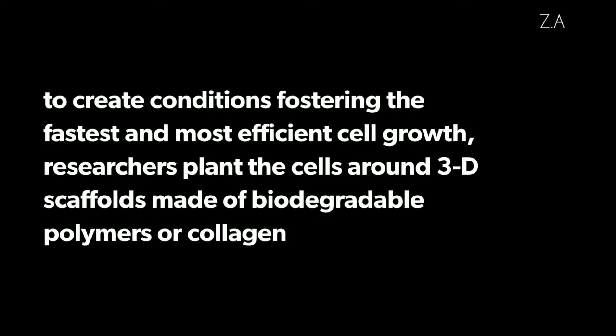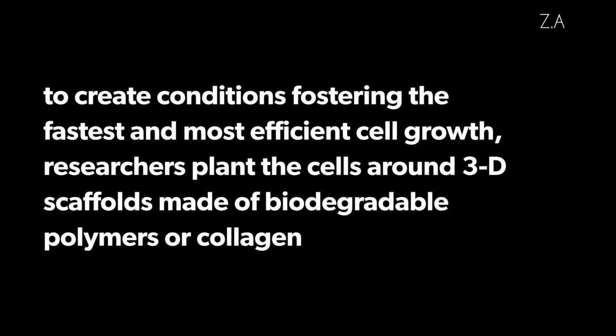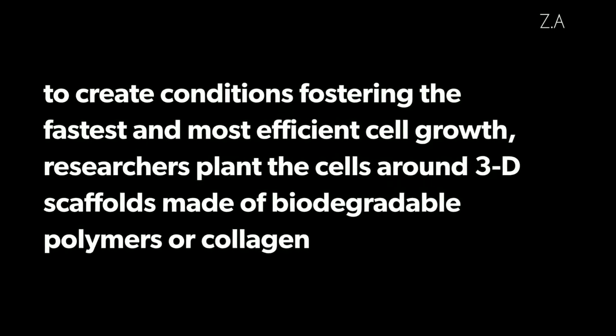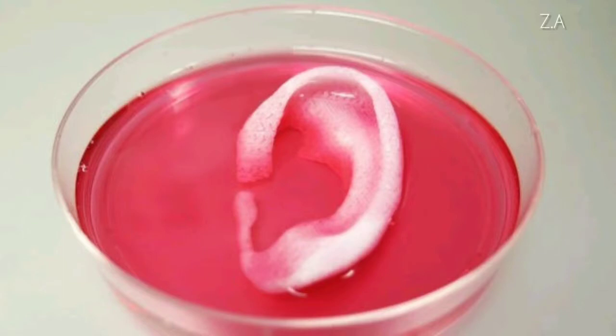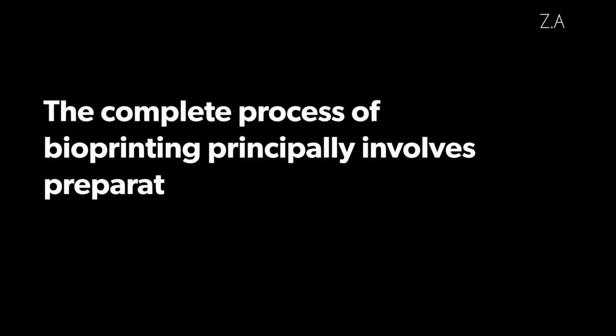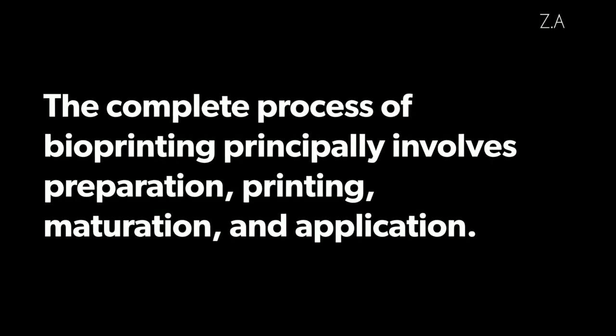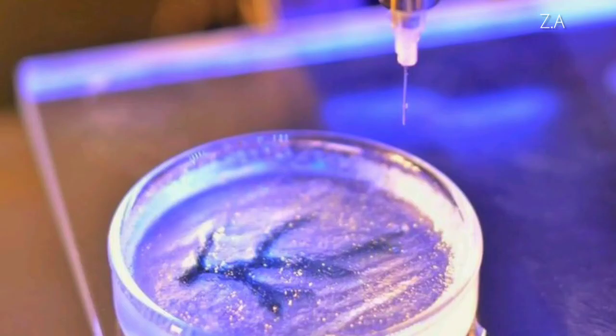Moreover, to create conditions fostering the fastest and the most efficient cell growth, researchers plant the cells around 3D scaffolds made of biodegradable polymers or collagen, so they can grow into a fully functional tissue. The complete process of bioprinting principally involves preparation, printing, maturation, and application. This can be summarized in three key steps: pre-bioprinting, bioprinting, and post-bioprinting.